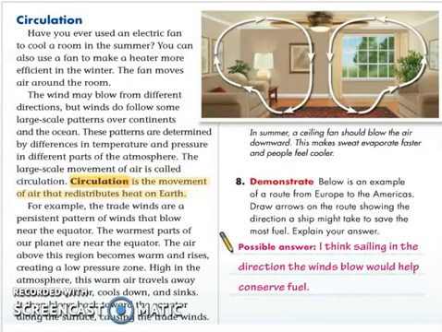Okay, so this is the continuation of part 1 of the weather video. As I mentioned, girls, the circulation means that the air is moving, and that movement distributes the heat of the earth. Look at this one. In summer, a ceiling fan should blow the air downward. This makes sweat evaporate faster and people feel cooler.